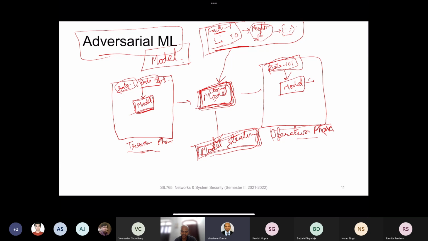So any question about this one aspect of adversarial ML, this model stealing attack? So this stored model means it's stored in the hard disk of some system, right? Yes, it is stored somewhere. In the case of Facebook, let's say it is stored on some cloud server.